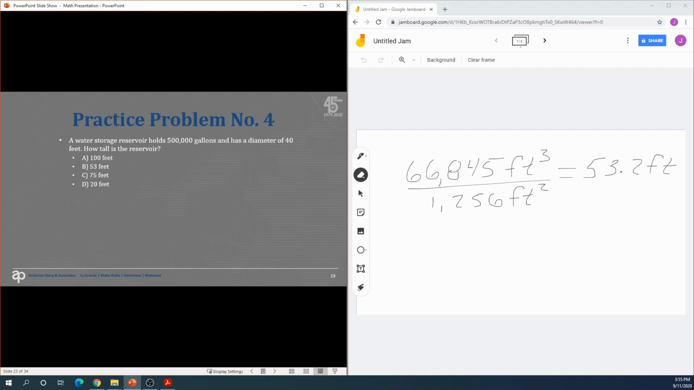As we talked about before, you have an exponent divided by another exponent. That's feet cubed divided by feet squared. So again, we're going to do this exponent, 3 minus 2, is going to give us just feet to the 1, or just straight feet. So feet cubed divided by feet squared equals feet, 53.2 feet.